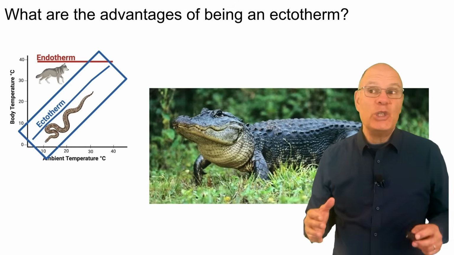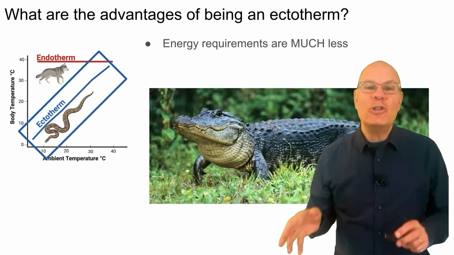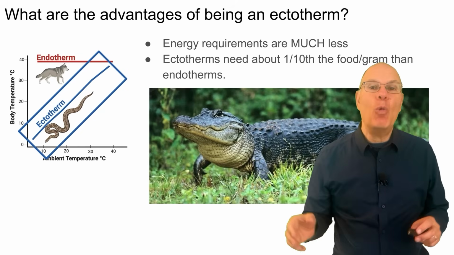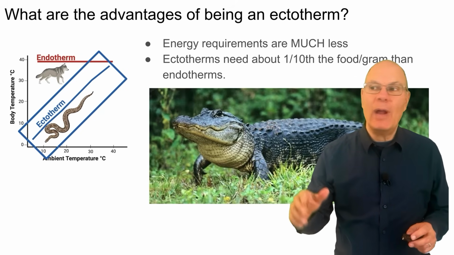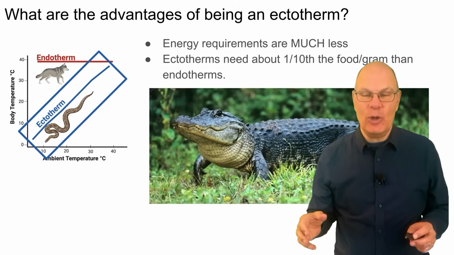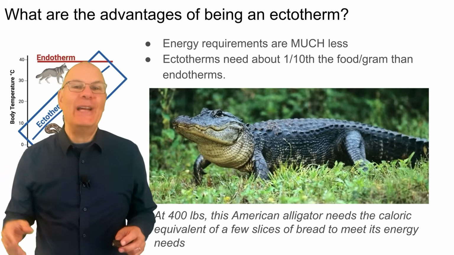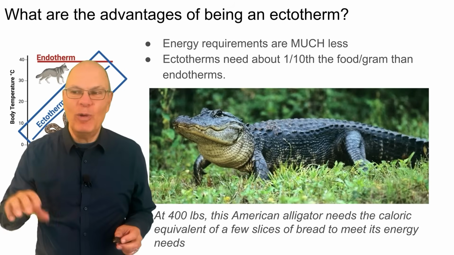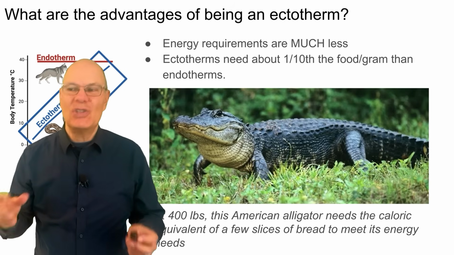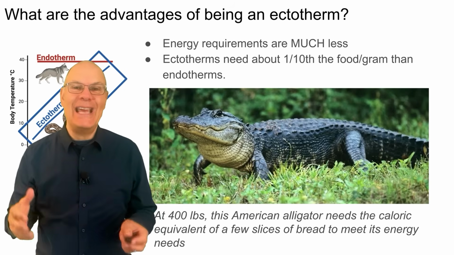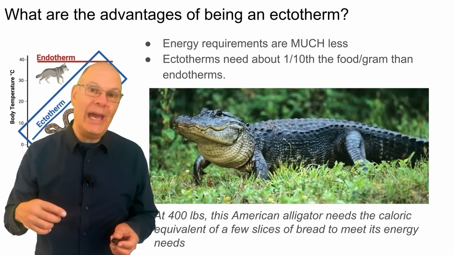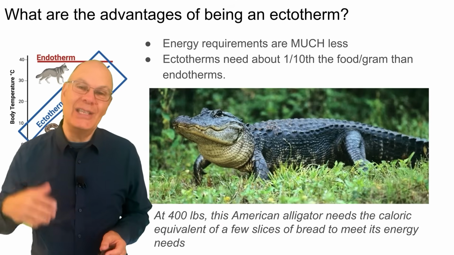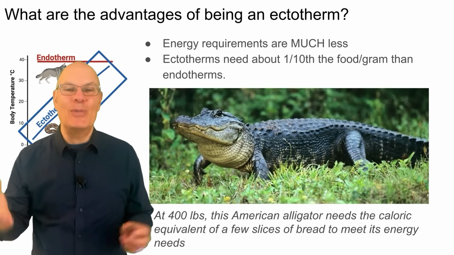So what are the advantages of being an ectotherm? The energy requirements of ectotherms are much less. Ectotherms need about 1/10 the food per gram of tissue than endotherms do. As an example, at 400 pounds, this American alligator needs the caloric equivalent of only a few slices of bread to meet its energy needs. You, as a mammal, need the entire loaf to meet your energy needs. That's how endotherms and ectotherms compare.